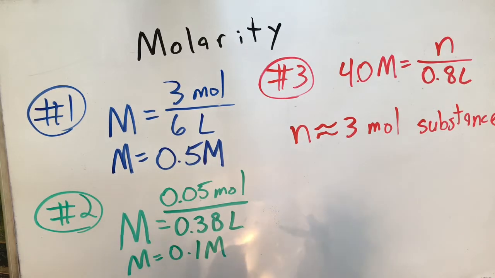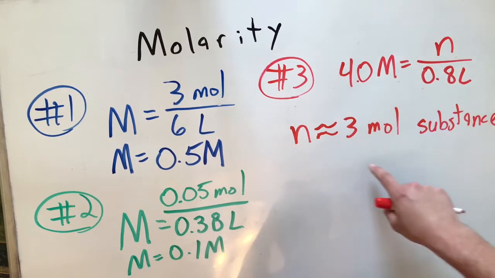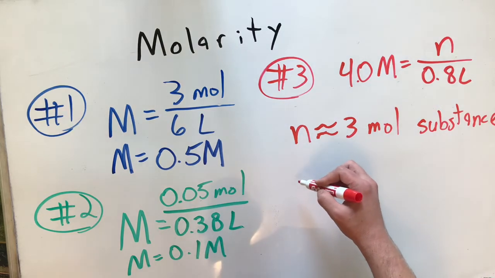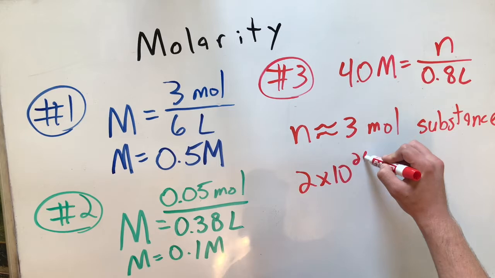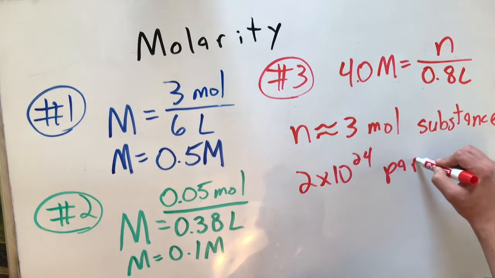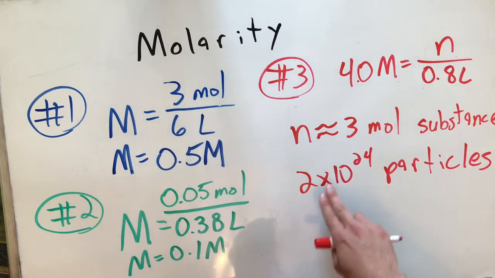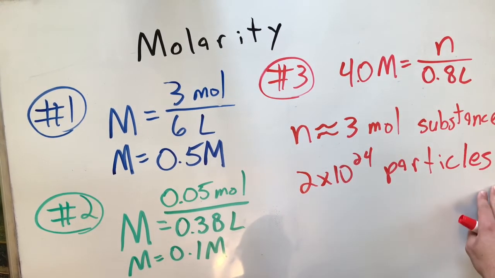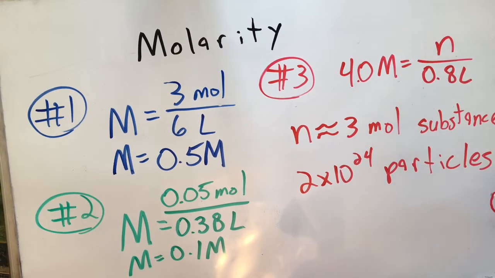Remember, that is actually a huge amount, especially for a solution that's less than a liter. 3 moles of substance is actually about 2 times 10 to the 24th particles of that substance. 3 moles is a huge amount. It's a lot of particles. If I were to try to write that out longhand, I'm not even sure if I can.